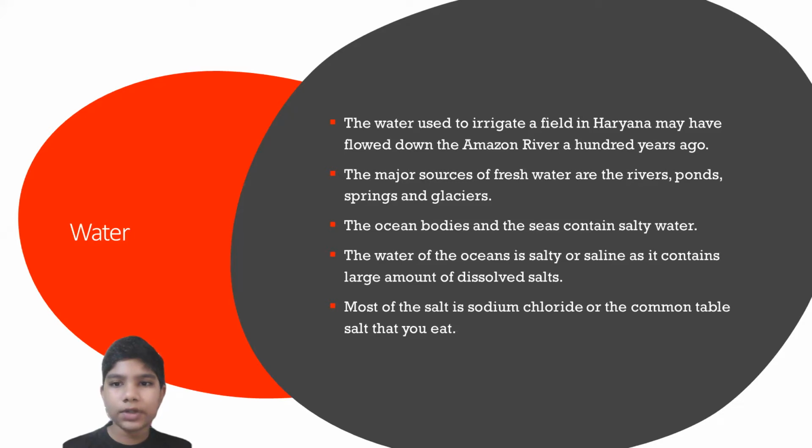The major sources of fresh water are the rivers, ponds, springs, and glaciers. The ocean bodies and the seas contain salty water. The water of the oceans is salty or saline as it contains a large amount of dissolved salts. Most of the salt is sodium chloride, or the common table salt that you eat.